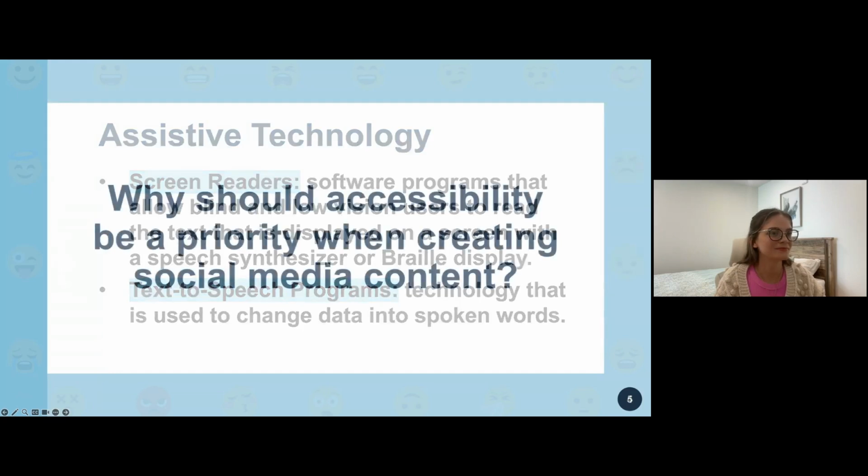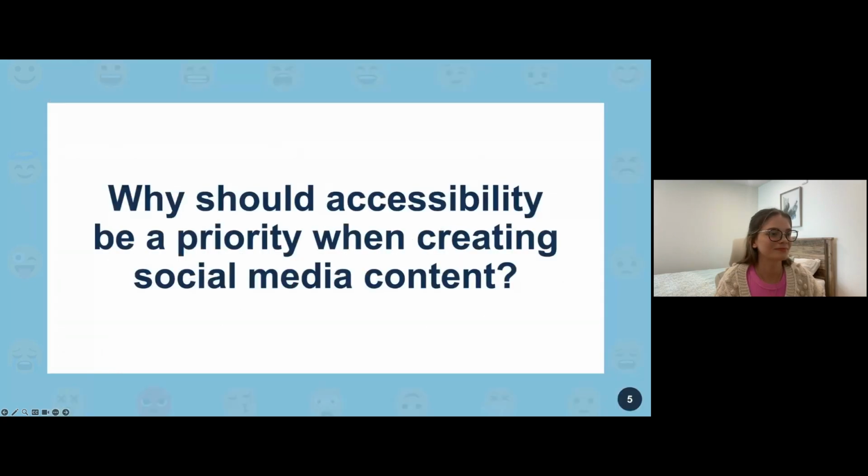Now, when it comes to accessibility, many digital marketers and content creators want to know what makes it important for social media and what it means to be inclusive online. Not everyone experiences or navigates digital spaces the same way. There are millions of people with disabilities who rely on assistive technology and practices to access digital content.